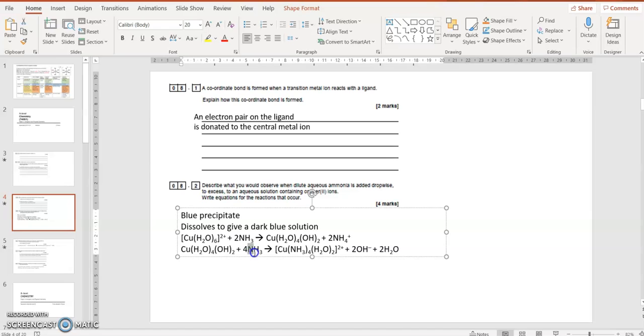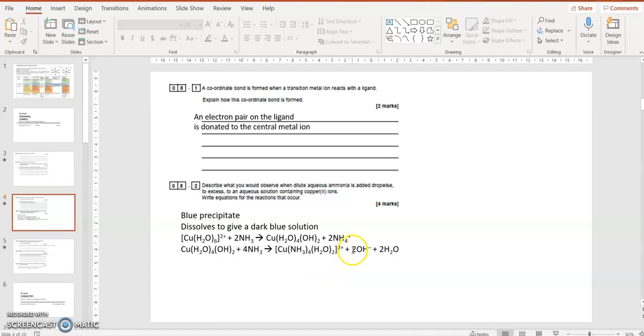[Cu(H2O)4(OH)2], four NH3s come along, they join on as ligands, replace two of the waters and two OHs, form 2 plus, so now it's soluble in a deep blue solution, and the two OH minuses come off and the two waters come off. You've got to learn that.